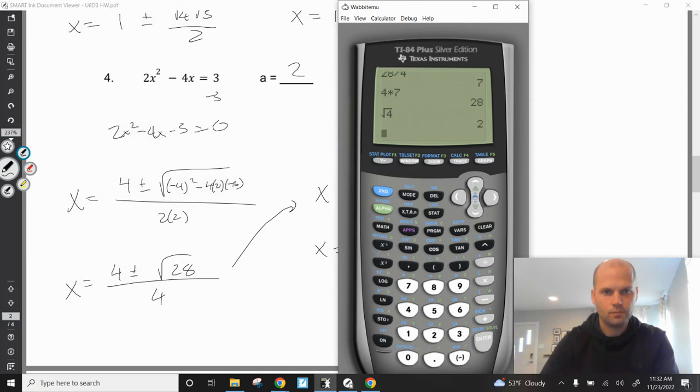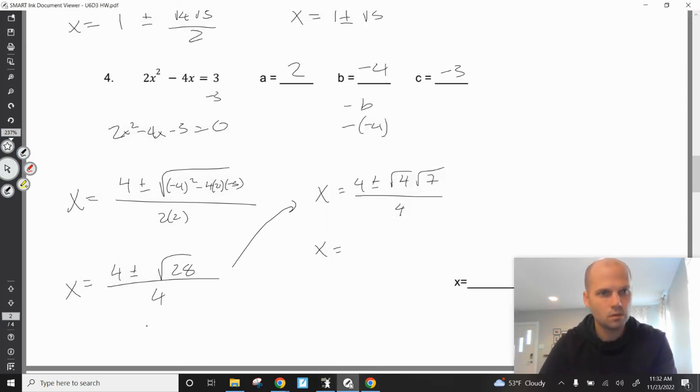That's a number. Don't say it's root 2. The square root of 4 is 2. So 4 plus or minus 2 root 7 over 4. Now we simplify. We kind of divide both of these by 4.